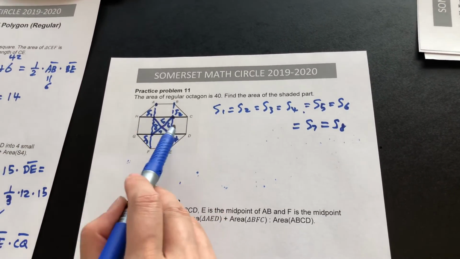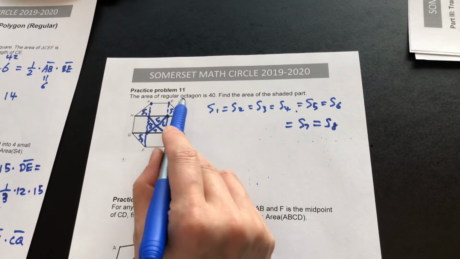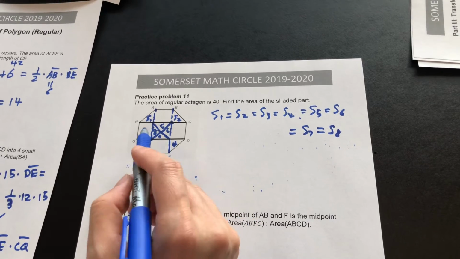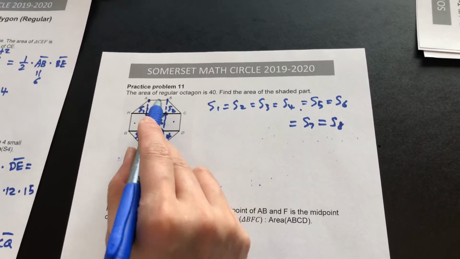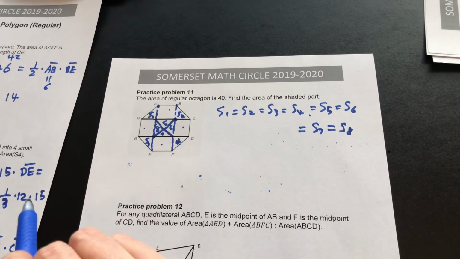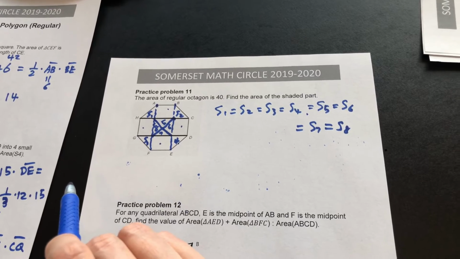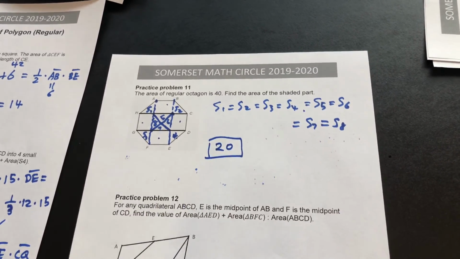Now, when they are all equal, and you know the area of the octagon is 40, then you can easily figure out, because all these parts are equal, right? And these parts are equal. So the shaded area is actually 1/2 of the total. So 1/2 of the total is 20.